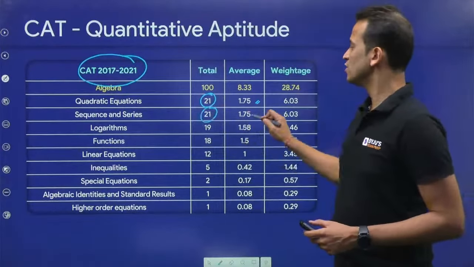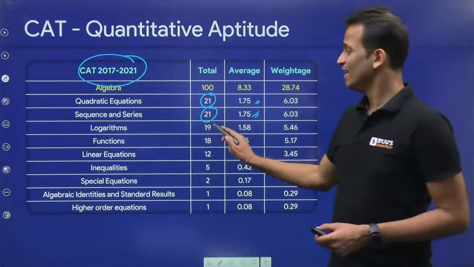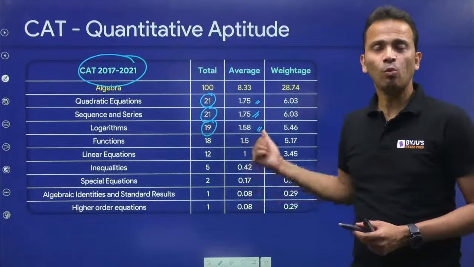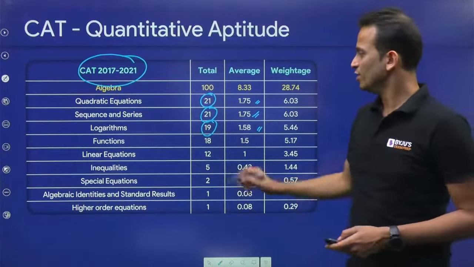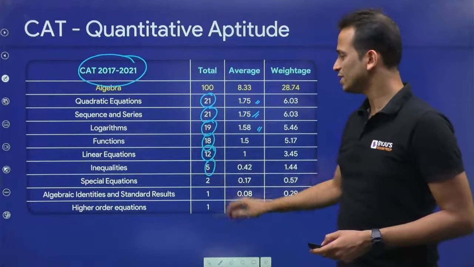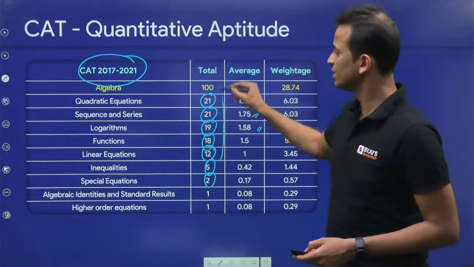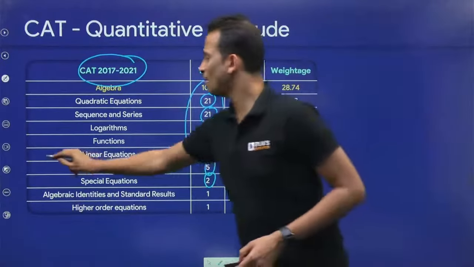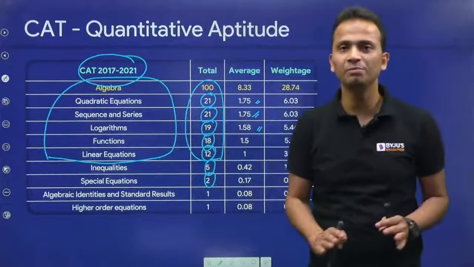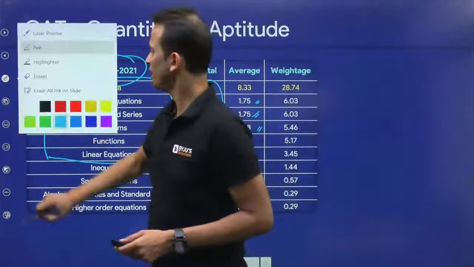Similar case is for sequence and series. Logarithms is the next important area, having 19 questions in these 5 years with an average of 1.58. Okay, functions, linear equations, inequalities, special equations, yes, the questions have been asked. But if you look at these 5 areas up till linear equations, so these 5 areas have been very important as far as the QA section of CAT is concerned, right?